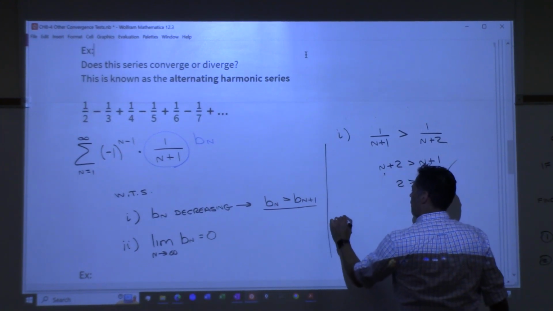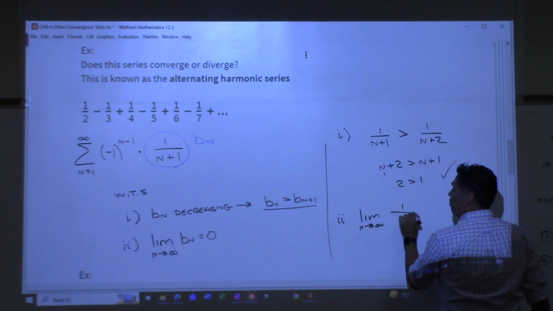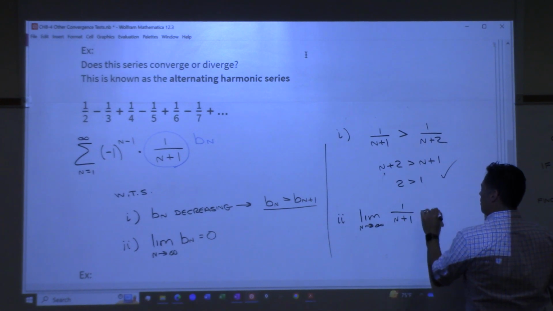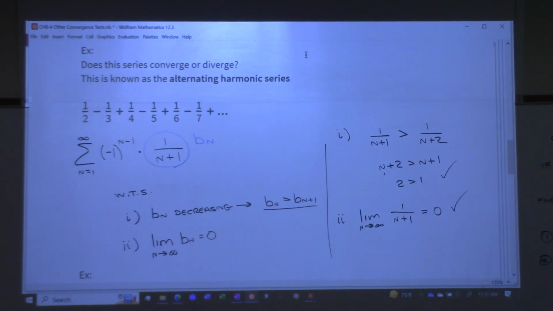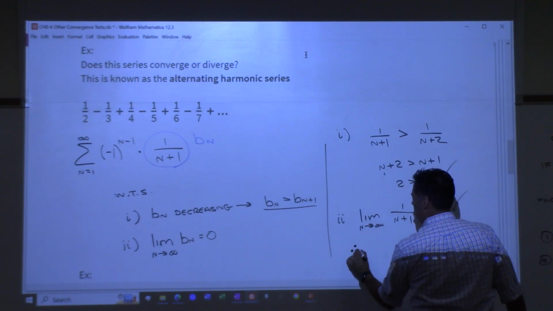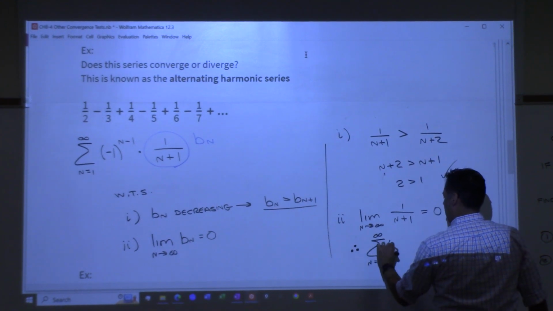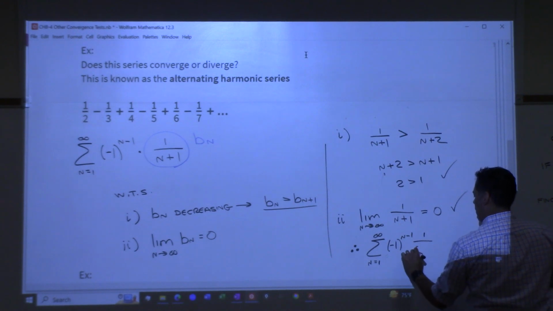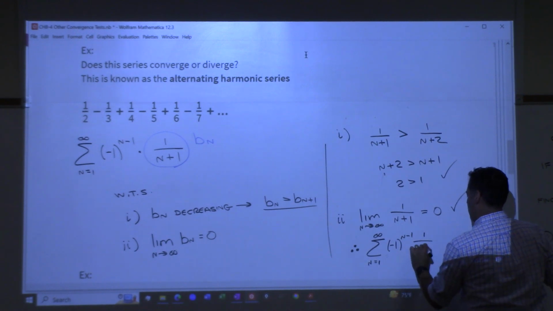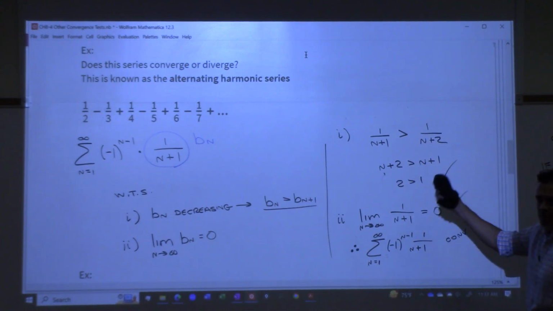Condition 2, I take the limit as n goes to infinity of the formula 1 over n plus 1, and that equals 0, which is what it needs to equal in order for this to be convergent. So both conditions hold. Therefore, the original series converges by the alternating series test.